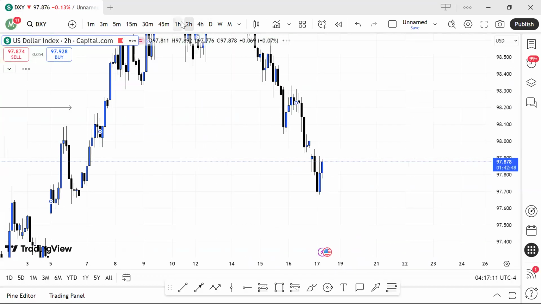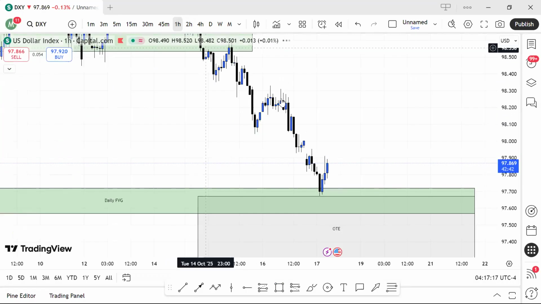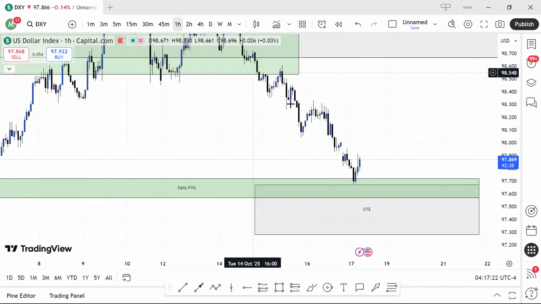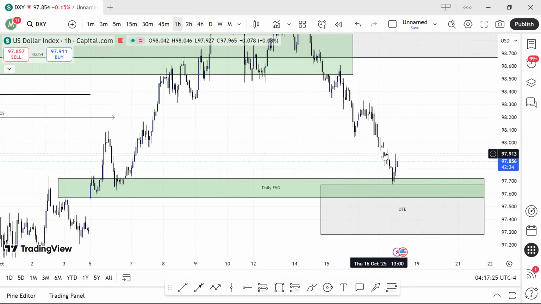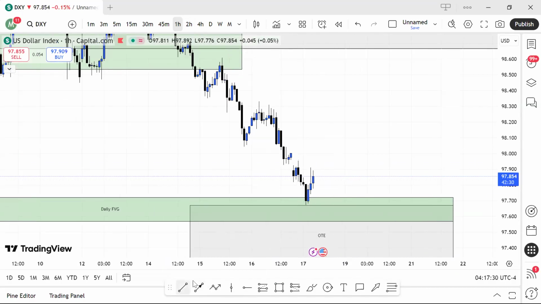So if you go on the H2, we are still bearish. If you go on the H1, we still don't have any bullish fair value gap, as you can see here. So this is the reason why I'm not even going to trade today. As you can see, we've taken out these lows already.